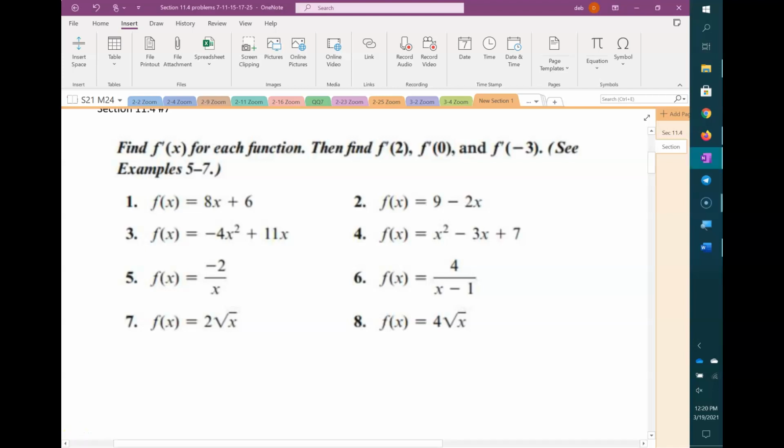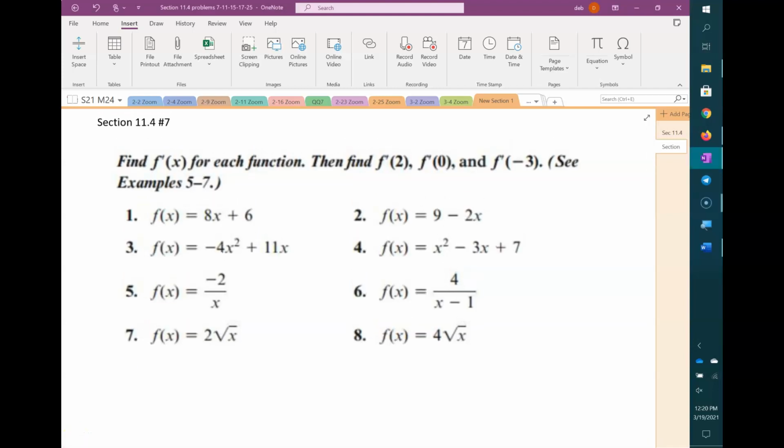So these are some homework problems from section 11.4 that I was asked about. So number 7 is the first one, and we're supposed to find f prime of x. So this is the derivative, and it's the limit as h goes to 0 of the difference quotient. And then we're supposed to evaluate it when x equals 2.